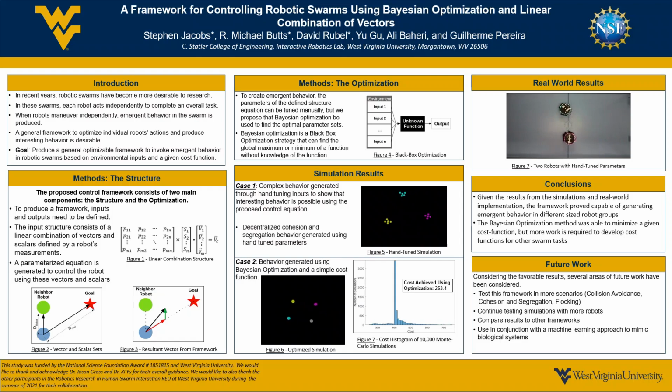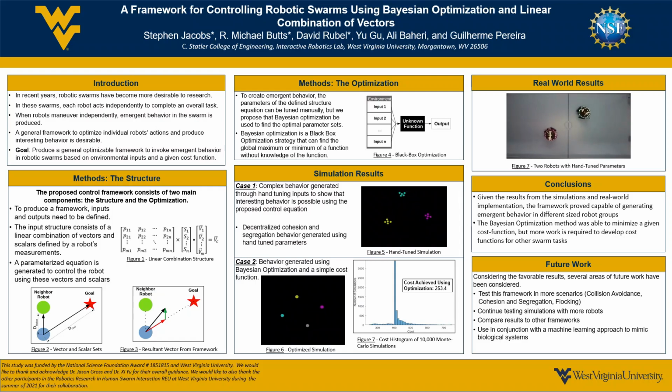These benefits, however, come with an added difficulty in developing general robotic control schemes that can generate emergent behavior and complete a given task. To invoke this emergent behavior, we propose a general optimizable framework for generating emergent behavior in swarm systems. The proposed framework consists of two general components, the structure and the optimization methods.